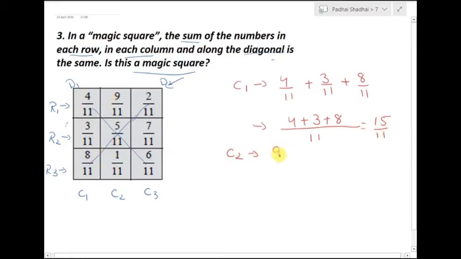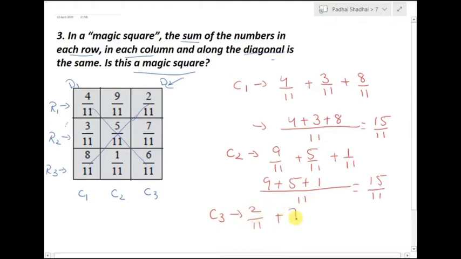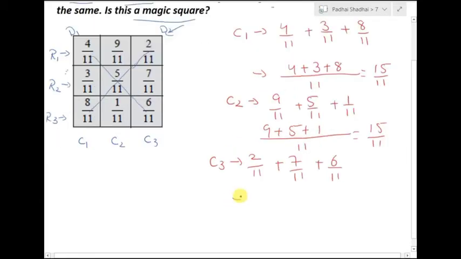Same for C2. 9 by 11 plus 5 by 11 plus 1 by 11. Again base is same, so 11 in the denominator and we will add 9 plus 5 plus 1. So 9 plus 5, 14 plus 1, 15 by 11. Same for C3, that is 2 by 11 plus 7 by 11 plus 6 by 11. Again base is same, so we will directly write down 11 in the denominator and we will add 2 plus 7 plus 6. 2 plus 7, 9 plus 6, 15 by 11. Again the answer is 15 by 11.